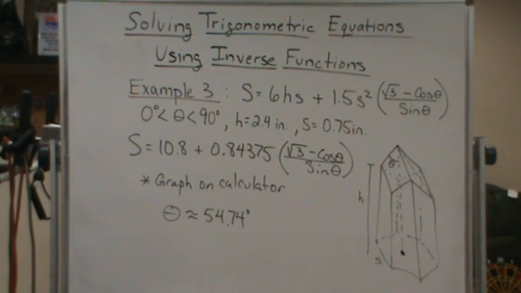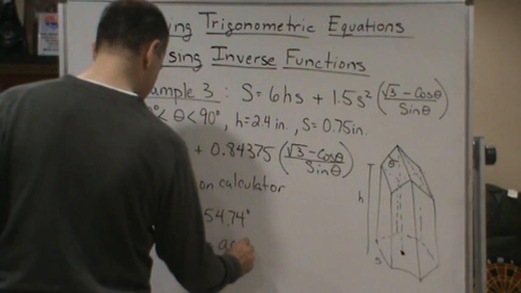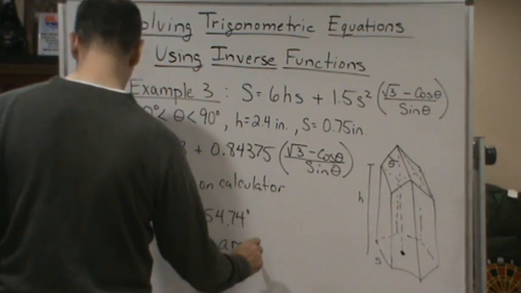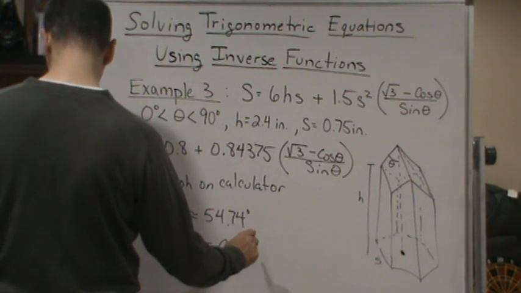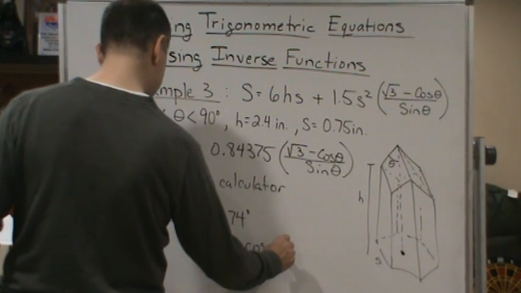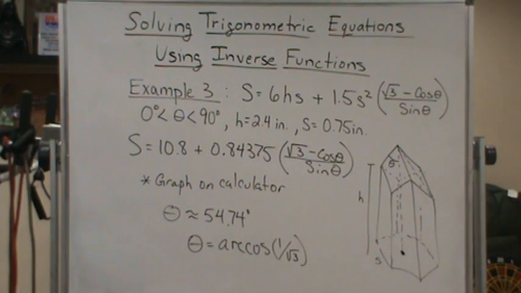Now, if you use calculus, which is where a lot of this stuff is going to go when you take calculus, by using calculus, it can be shown that the exact minimum value actually occurs at theta equal to the arc cosine of 1 over the square root of 3, just so you know.